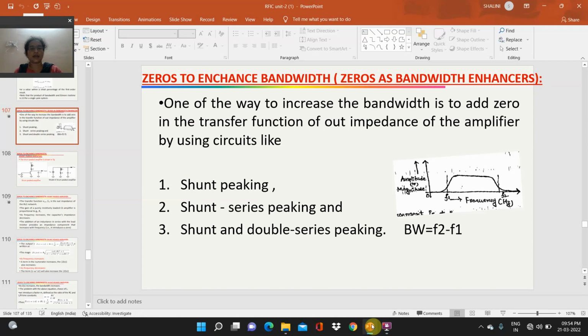So, zeros to enhance bandwidth. Zeros as bandwidth enhancers. One of the ways to increase the bandwidth is to add a zero in the transfer function of the output impedance of the amplifier by using circuits like shunt peaking, shunt series peaking, and shunt and double series peaking.